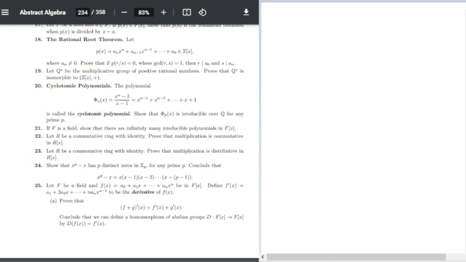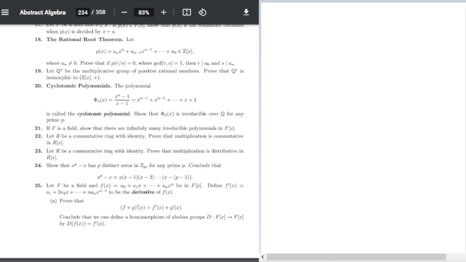Let p of x equal to... Oh, it's nice, but I really don't particularly care. Prove that if p of r over s is 0. You know what, we'll do it.